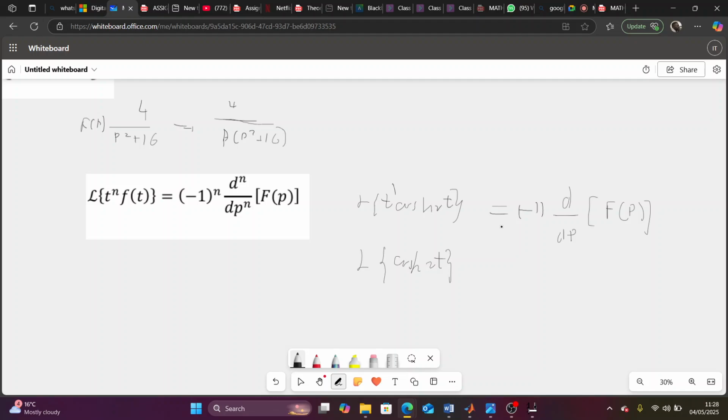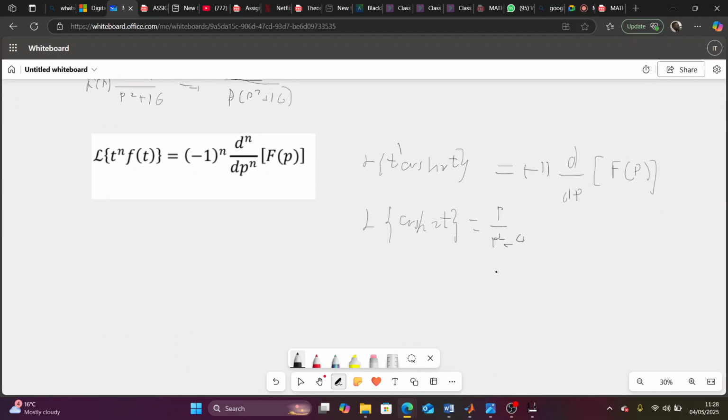It is p over p squared minus 4. So the solution that we got here, we can bring it into our formula, which is minus d/dp. Now we have p over p squared minus 4.